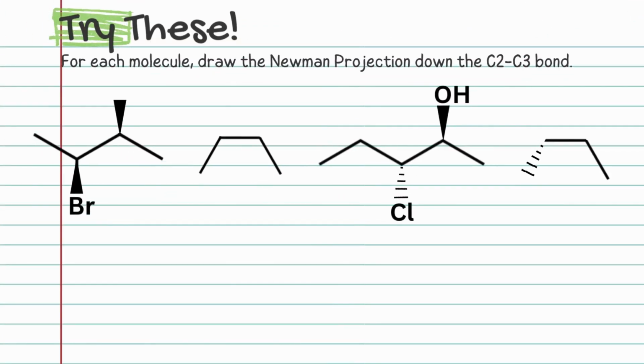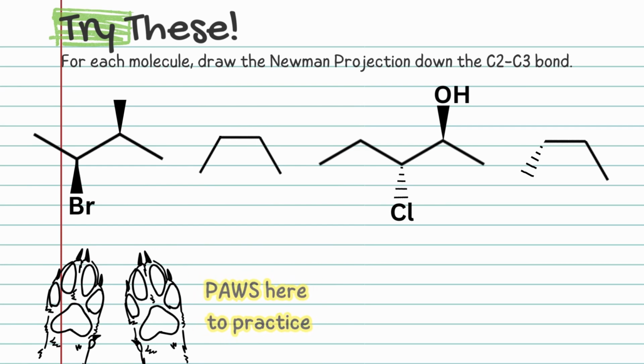All right, with all those steps in mind, why don't we try out some practice problems? For each molecule, you can draw the Newman projection down the C2 to C3 bond. So Sketch suggests you pause your video here to give it a shot before we discuss the answers.